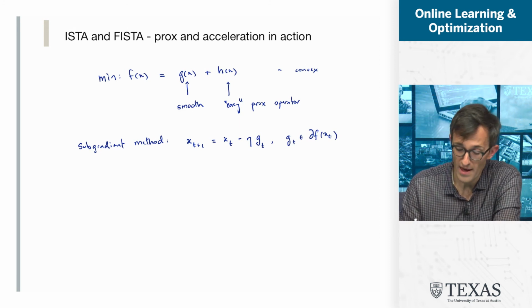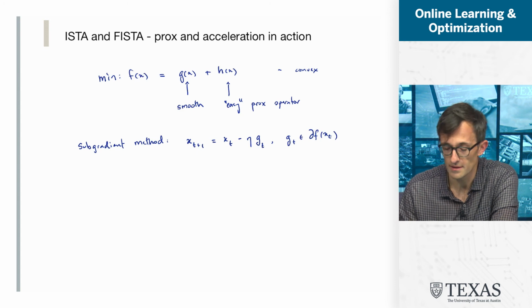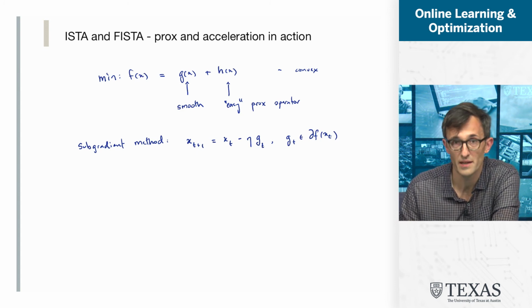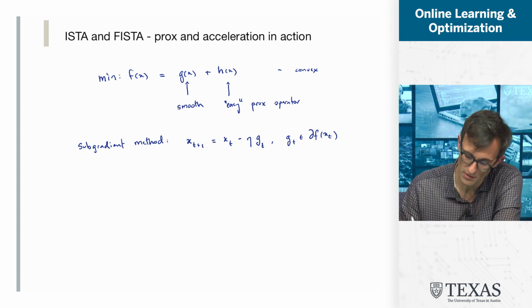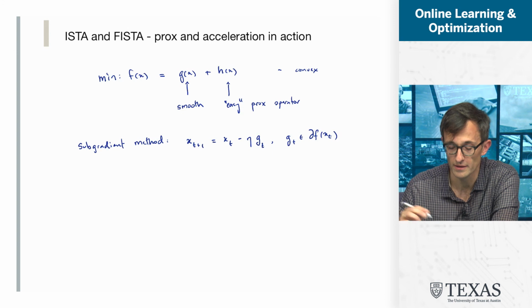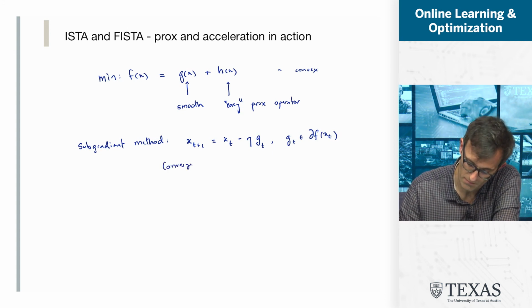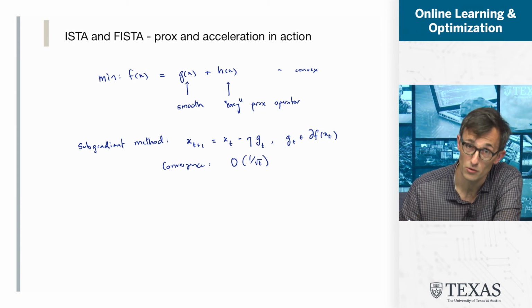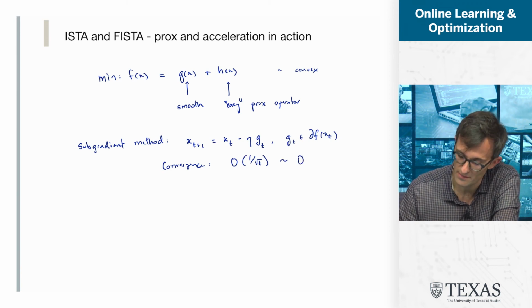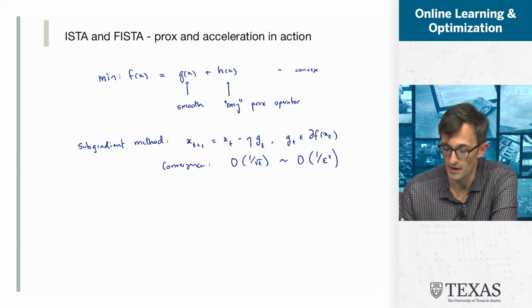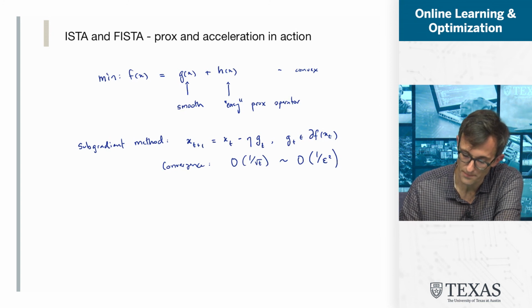And if h is not smooth, as it typically isn't, then we can't really take advantage of the smoothness of g of x. And so we have to use a subgradient method if we want to apply it directly to f, and this would give us convergence of order 1 over square root of t, which means that in order to get epsilon error, this is the same as saying that I need 1 over epsilon squared iterations of this algorithm in order to have error epsilon.